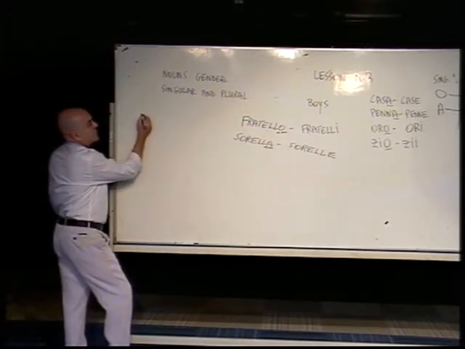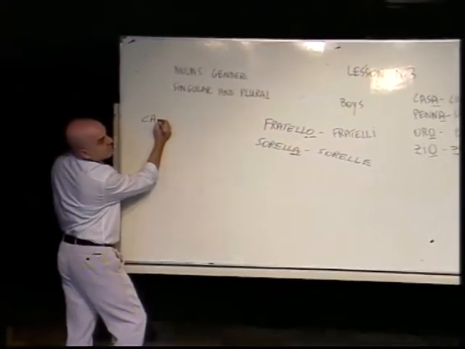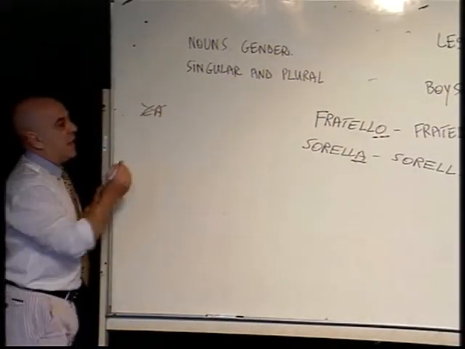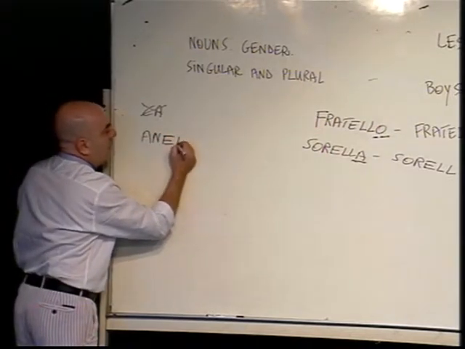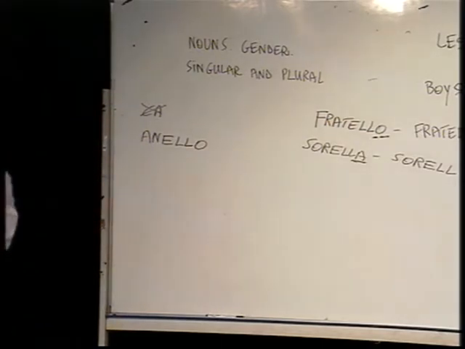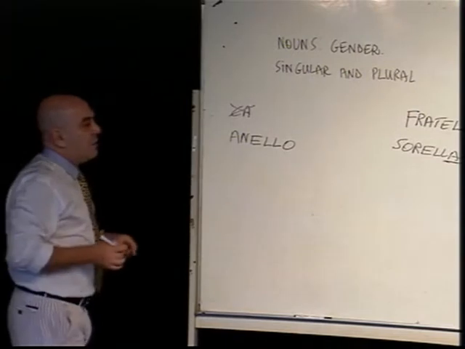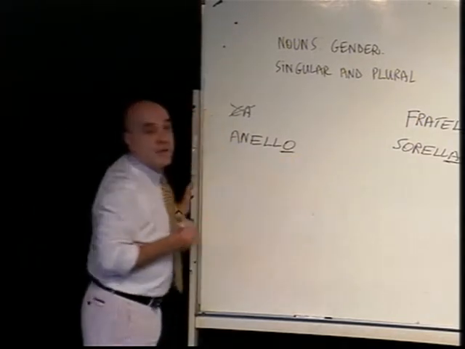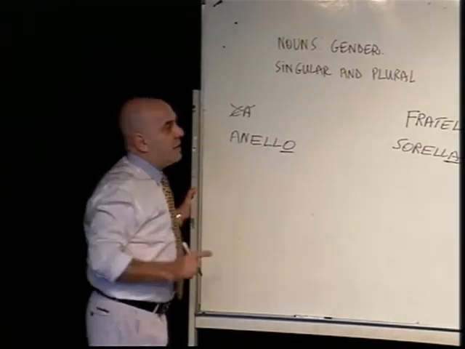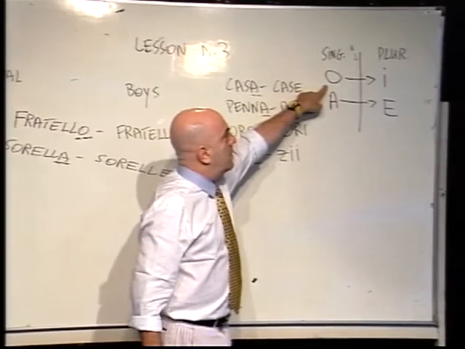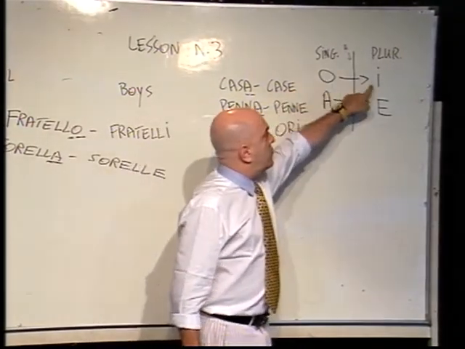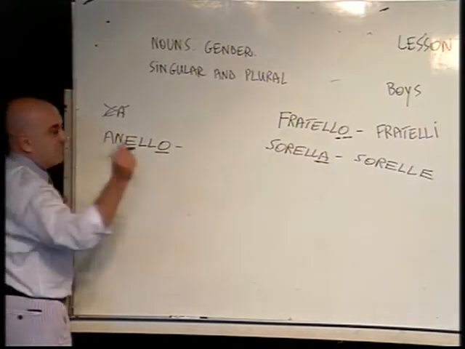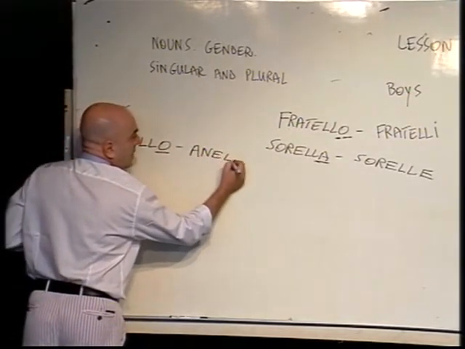For example, we use this word, casa, we already used. Let's use a new word that we haven't used until now. For example, anello. Anello means ring, the ring that I'm using now. Anello, is the word masculine or feminine? You answer. The last letter is O. So anello, one ring, singular, masculine word. If you want to talk about rings, you have to change the letter O with the letter E. So anello will become, you answer, anelli.